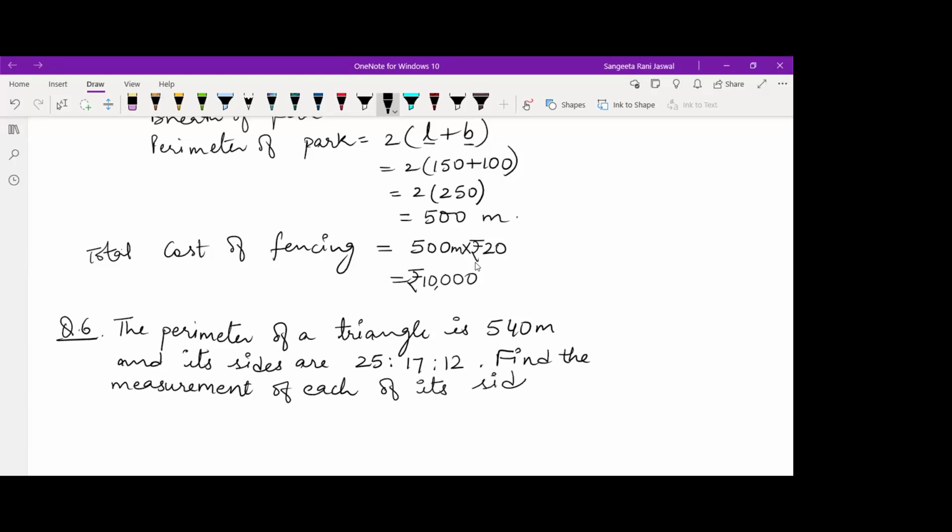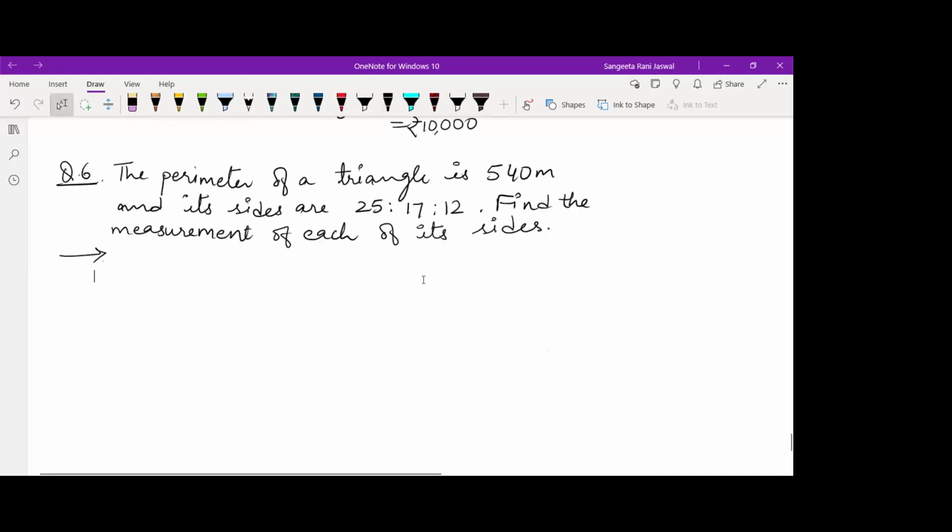Okay. So you have to find all the sides of a triangle, but the sides are given in the ratio form. Now see, we are already given the perimeter. So we know that perimeter of a triangle is the sum of all sides. So we can write here like this: side 1 plus side 2 plus side 3.